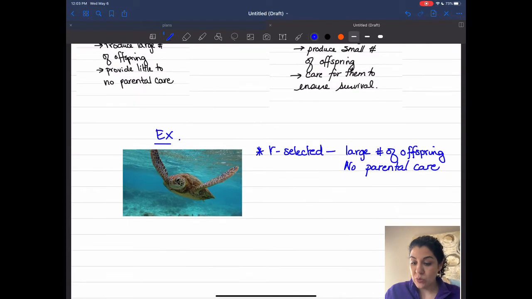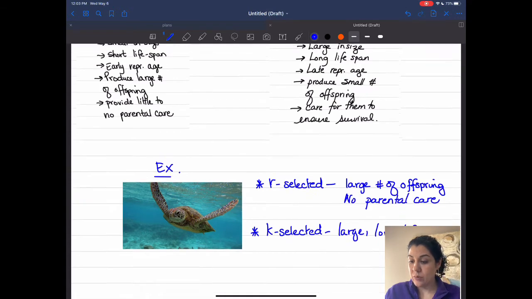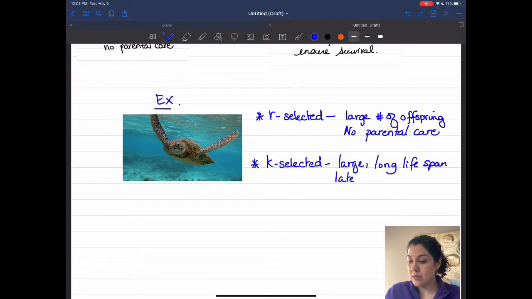But we do have some K-selected characteristics of turtles. They are large. They have a long lifespan. They have a late reproductive age. So you can see here that we can have characteristics of both. And that's usually what a diploma question would look like. They would give you an organism, and then they would ask which characteristics in this organism are K and which ones are R. So it could be a numerical response, for example.